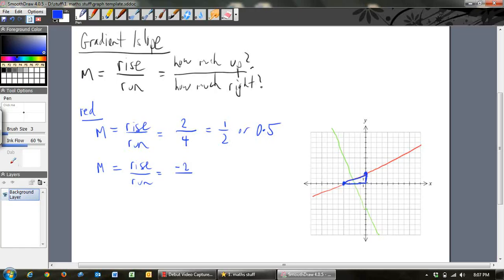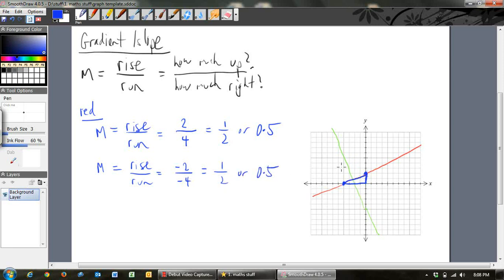And then we're going this way. We're going 1, 2, 3, 4, but we're going to the left. And run means how much is it going to the right. So what that means is it's going across by negative 4. What's negative 2 divided by negative 4? That can be simplified again to a half, or 0.5.